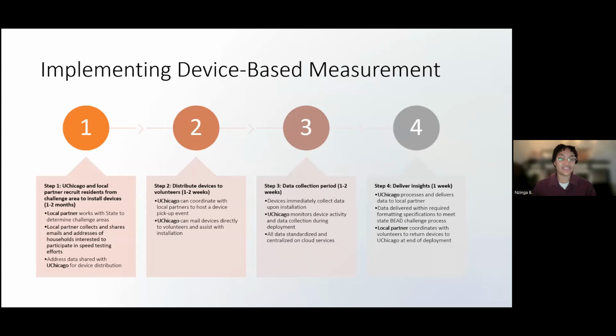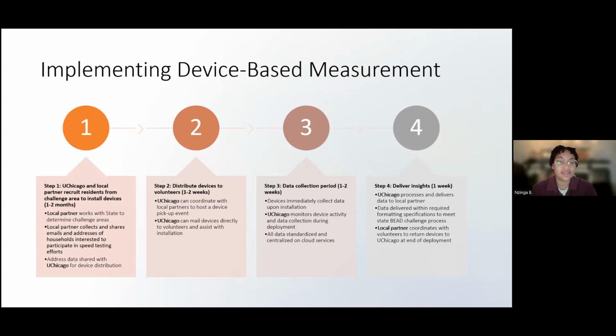So how all of this works is that first you can reach out to the University of Chicago and then to your local partners to recruit residents from your challenge areas in order to install the devices. And then your local partners will work with the state to determine these challenge areas, collect emails and addresses of interested households, and then share this data with us for device distribution. Next, UChicago will work with your local partners to distribute devices either by hosting a device pickup event, or we will mail the devices directly to the volunteers and assist them with the installation.